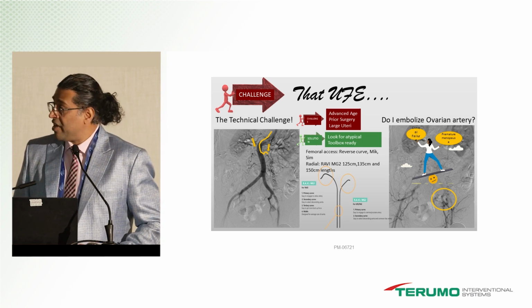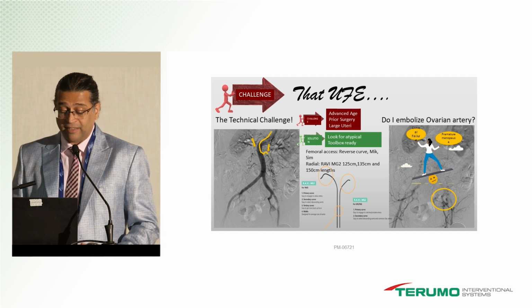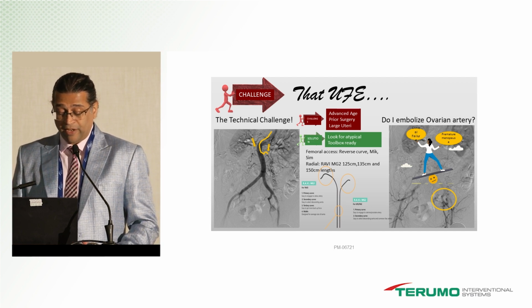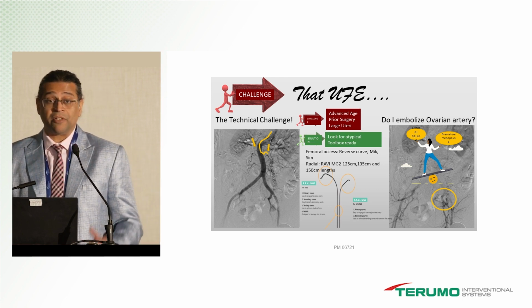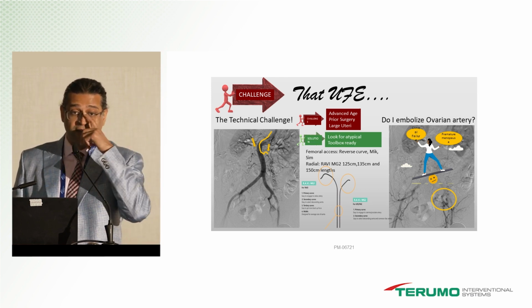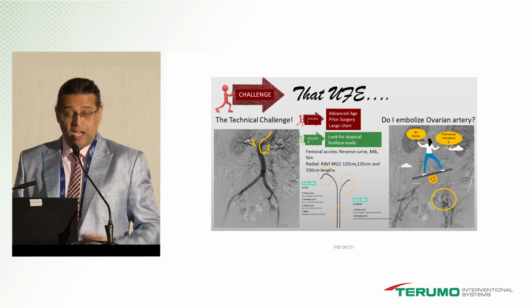So what tools do we have? We have various catheters, wires, and microcatheters available now. For femoral access, a reverse curve, MIC or SIM would have been good for this. You hook into that ovarian artery and you're done. But now I'm already committed.